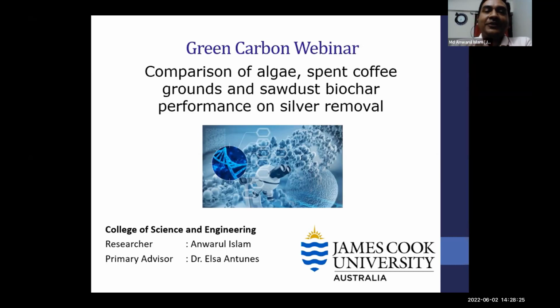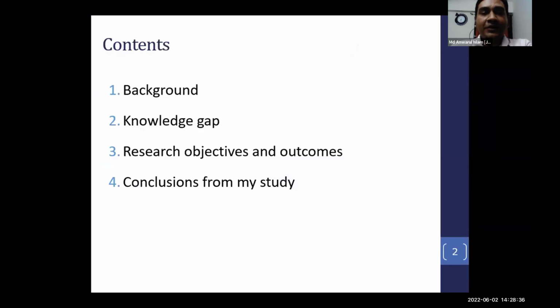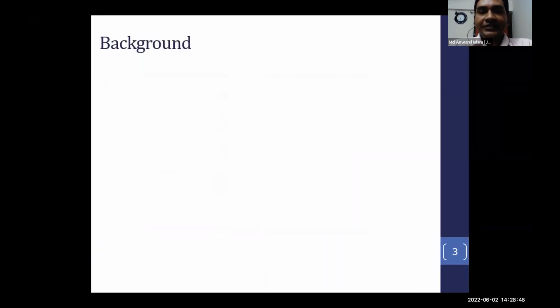Today I'm going to talk about the comparison of algae, spent coffee ground, and sawdust biochar performance on silver removal. So I'm going to talk about the background of my research and the knowledge gap I identified, and the research objective and outcomes, and finally the conclusion of my study. So the background.